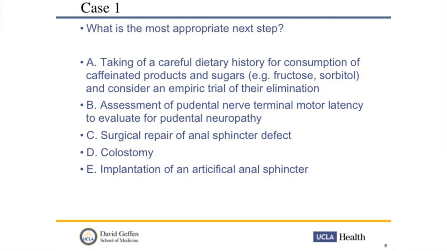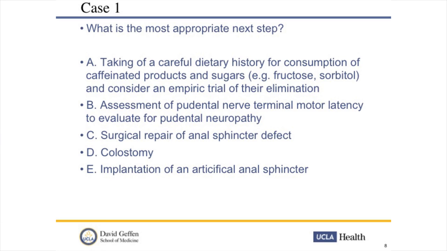So if you guys can join me in answering, I think you have those little pointers, if you can help me out. So what is the most appropriate next step? Start with A, which is taking a careful dietary history for the consumption of caffeinated products and sugars, fructose, sorbitol. You may even consider an empiric trial of their elimination.